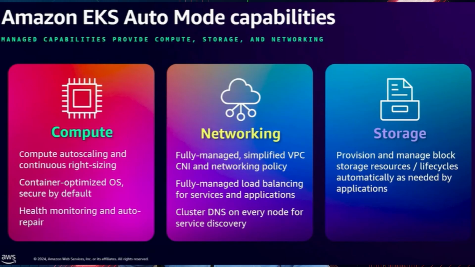In EKS Auto Mode, AWS manages core components like compute, auto-scaling, networking, storage. This includes automated upgrades, security patches, ensuring your cluster remains up to date and secure. You can also customize node pools and node classes. If you have worked with Karpenter, you know what those resources are. I have some other videos in my channel, you can go and look into that. But those help to tailor our infrastructure to the workload specific needs.